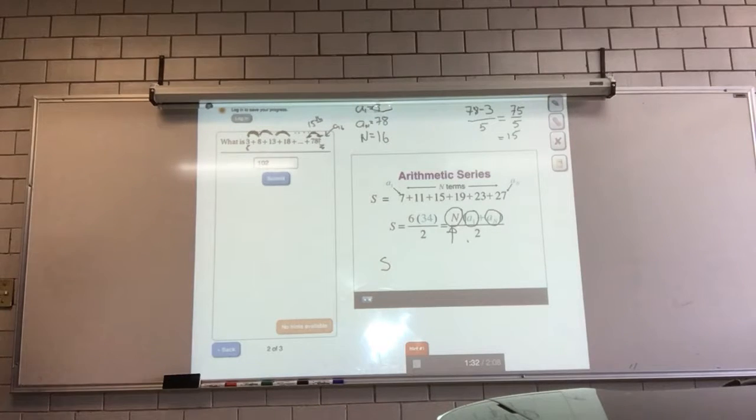So the sum is going to be N, which is 16, times a sub 1, which is 3, plus a sub n, which is 78, all divided by 2.